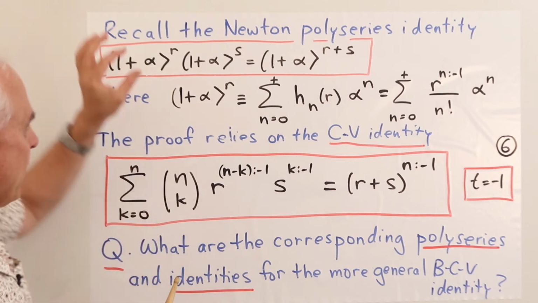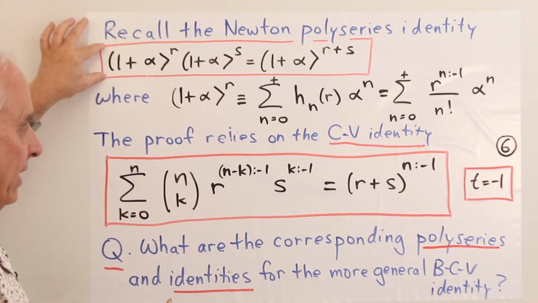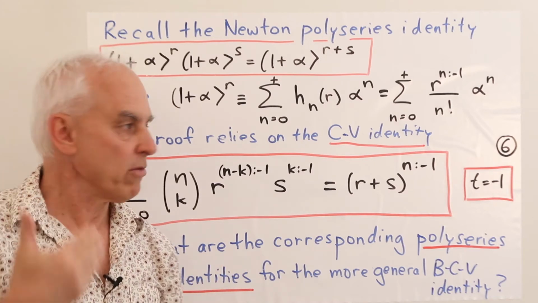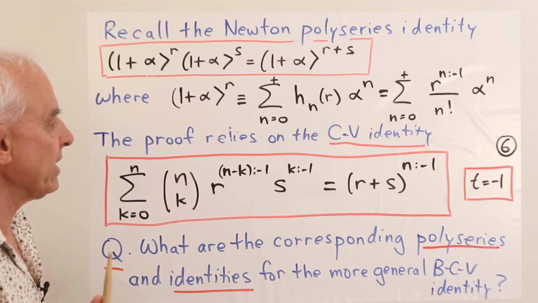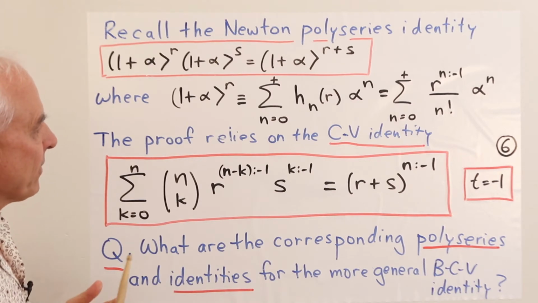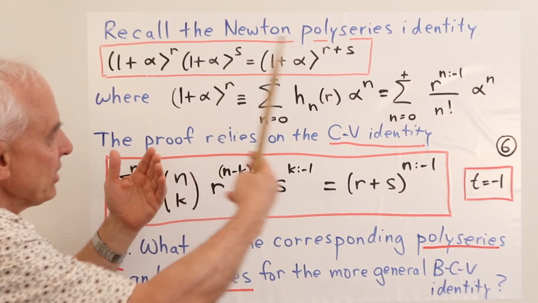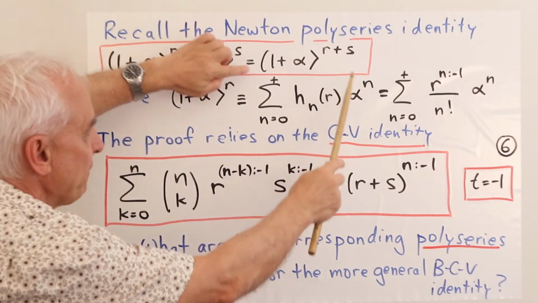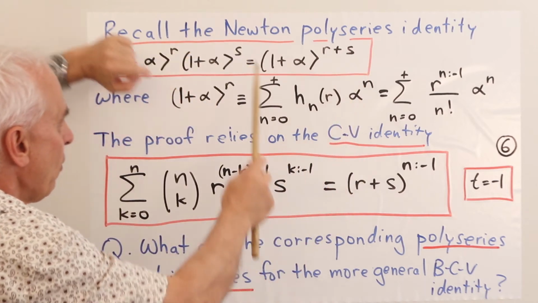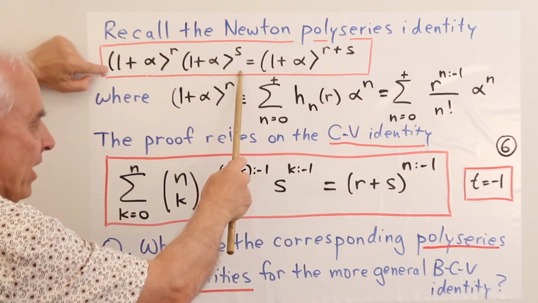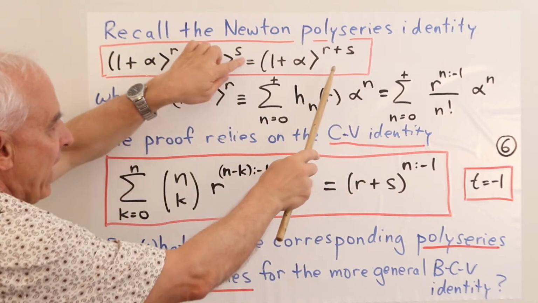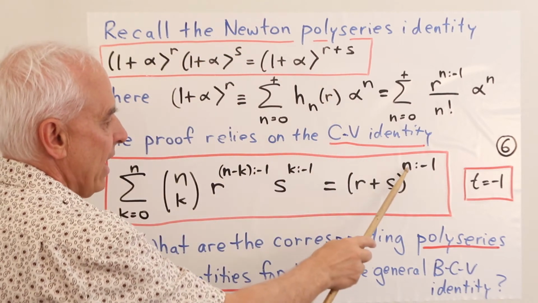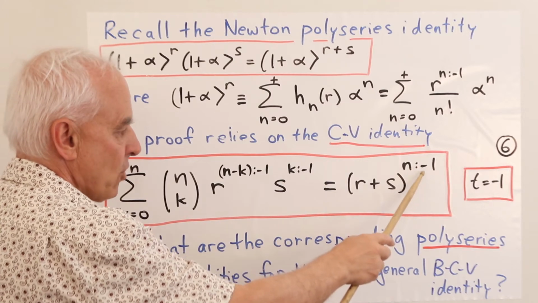And let me remind you that the proof of this identity, the way we've set it up, came down to the Chu-Vandermonde identity. The Chu-Vandermonde identity is basically exactly what's needed so that we can compare the power of α to the n on this side with the power of α to the n on this side. Okay? So the coefficient of α to the n on this side will be (r + s) to the n colon minus 1.